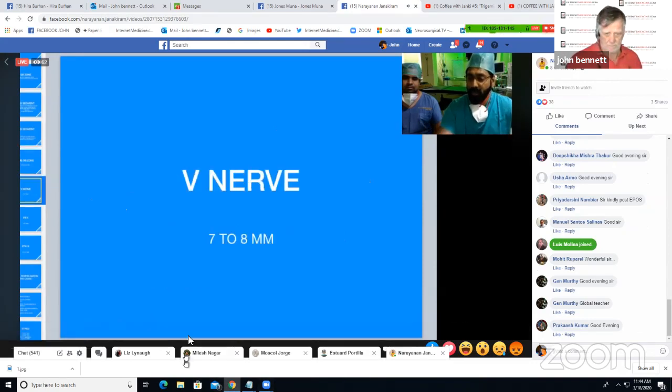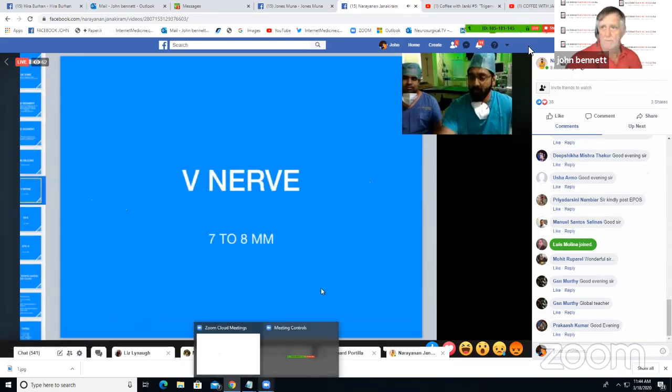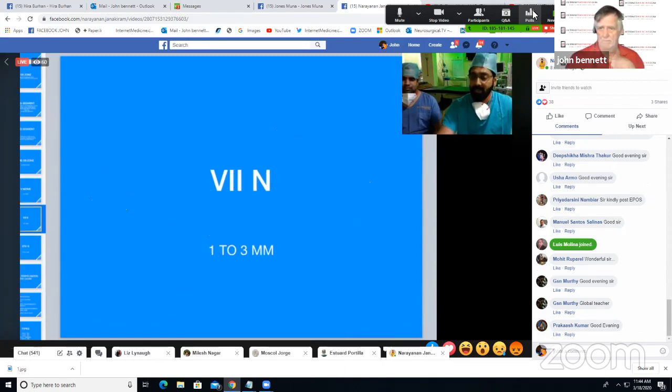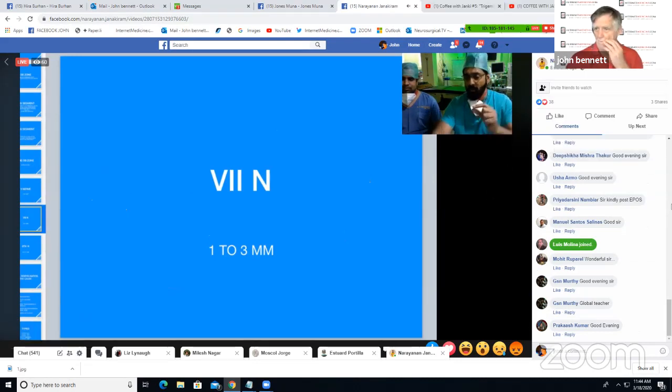Now, the intracranial segment of the fifth nerve is 7 to 8 millimeters. So it has 7 to 8 millimeters. The seventh nerve is just 1 to 3 millimeters. So you should see a vascular loop from the point where it exits the brain till 3 millimeters. Don't look for it at the 7th or 8th millimeter.